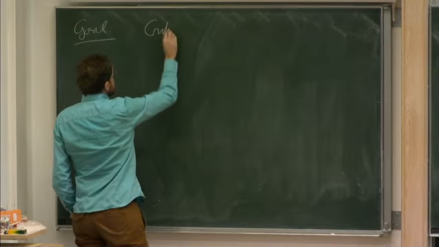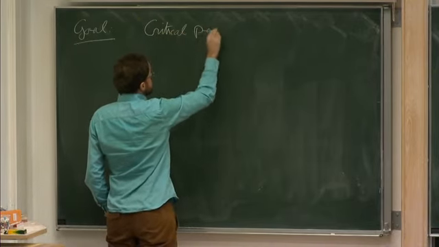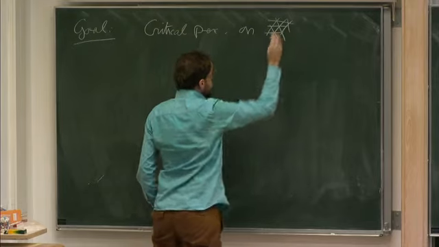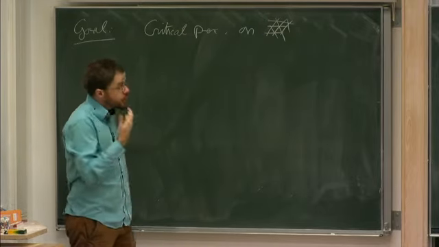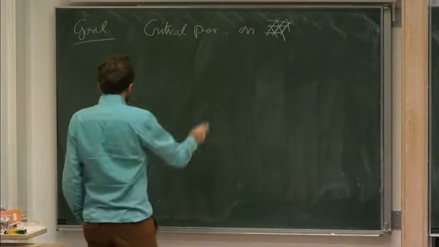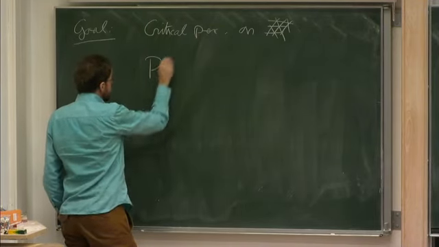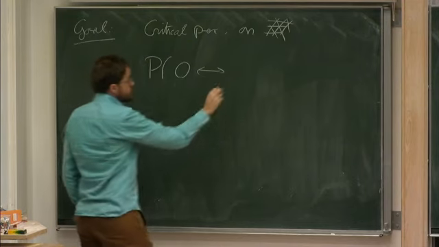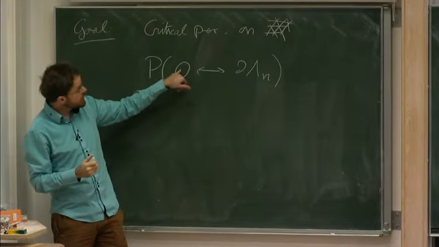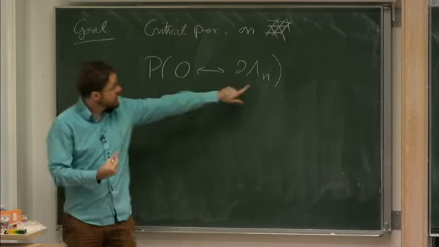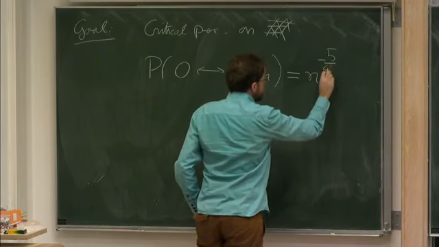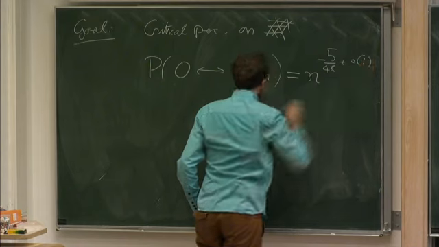If you take critical percolation on the faces of the hexagonal lattice or on the triangular lattice, so the one for which we know that we have convergence to SLE6, the goal is to show that the probability that the origin is connected to the boundary of a box of size n, so the probability that the diameter of the connected component of 0 is larger than n, behaves like n to the minus 5/48 plus little o of 1.